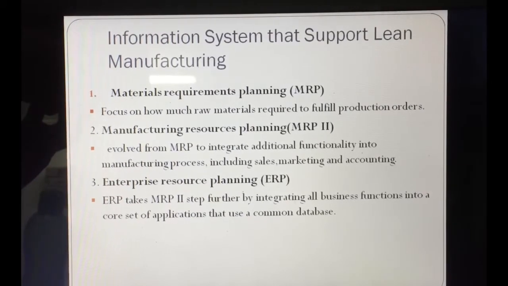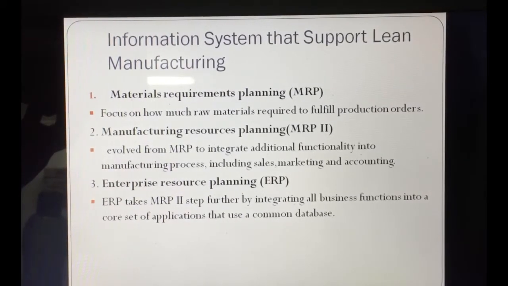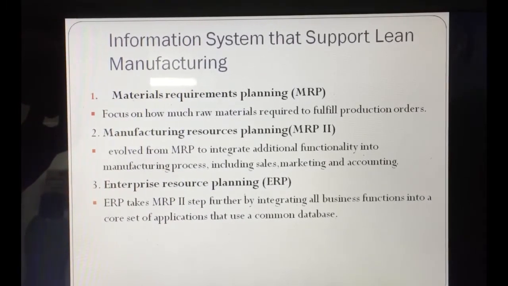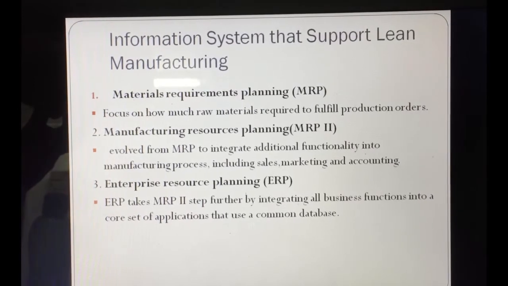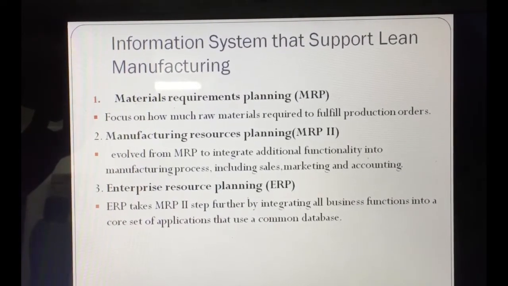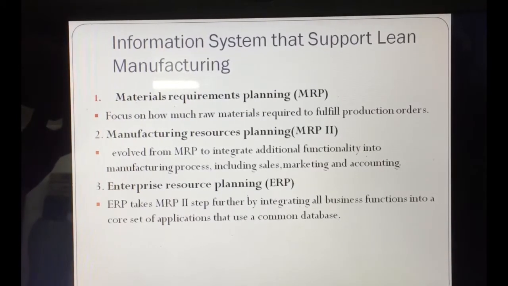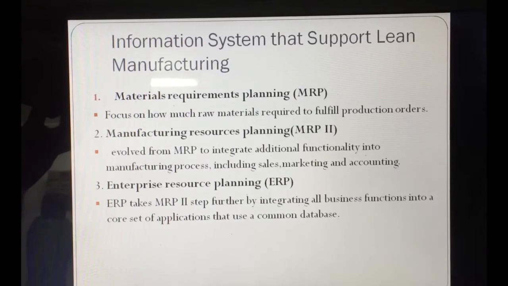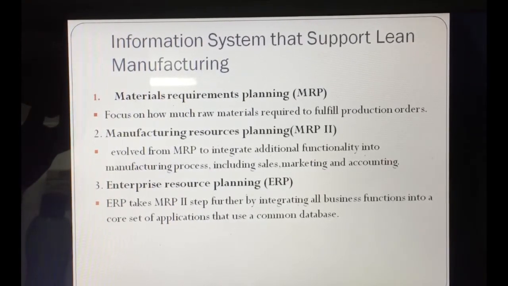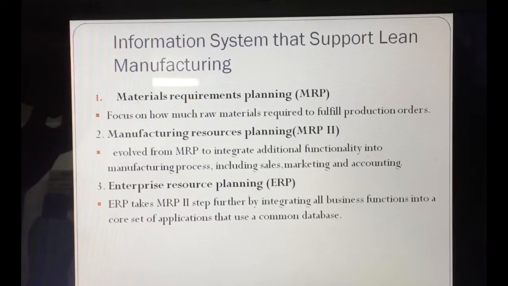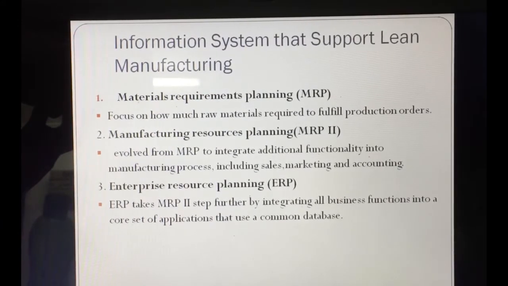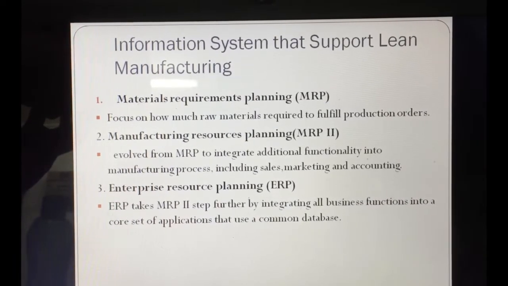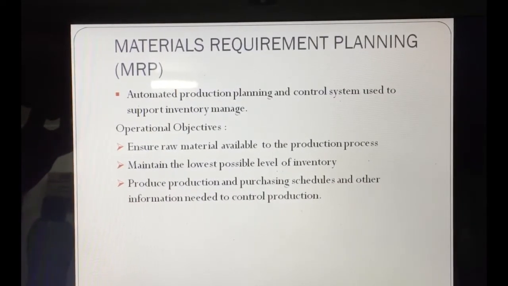Then we review manufacturing resources planning, which evolved from MRP to integrate additional functionality into the manufacturing process, including sales, marketing, and accounting. And finally, we examine some key features of enterprise resource planning, the ERP system. ERP takes MRP II a step further by integrating all business functions into a core set of applications that use a common database.